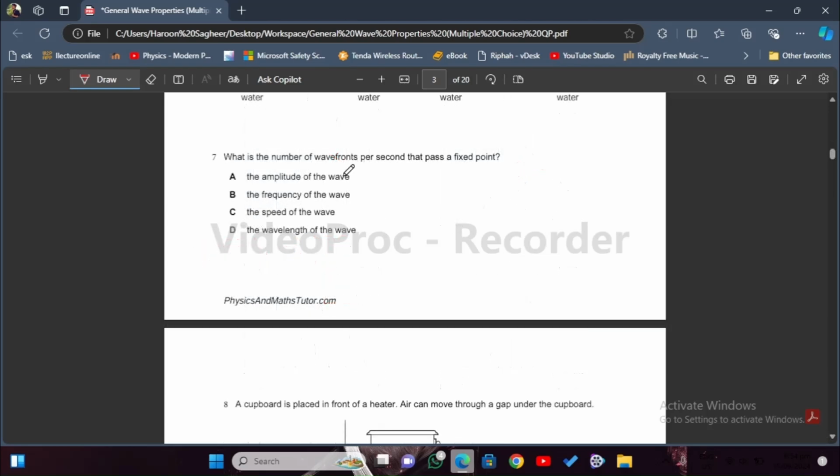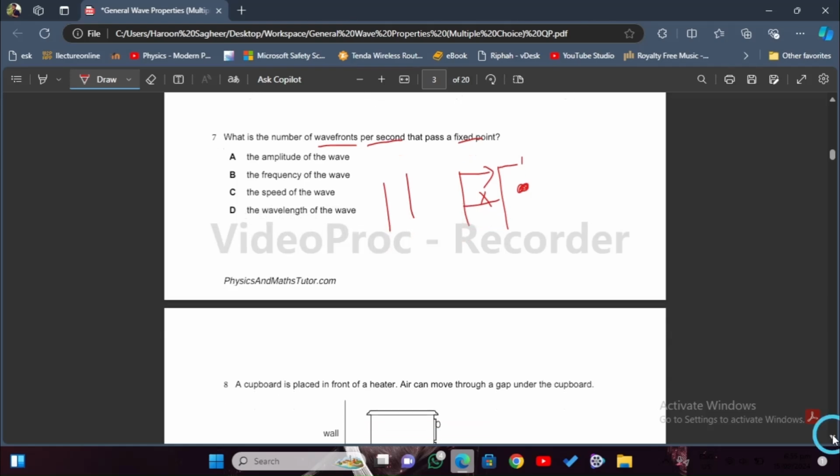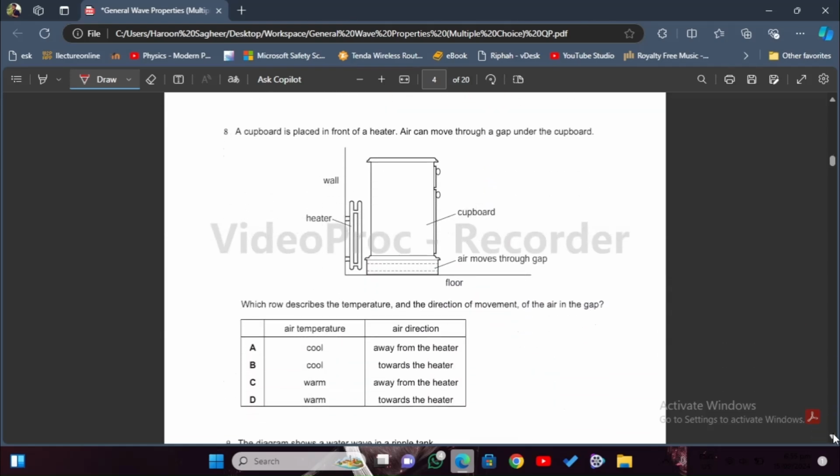Right, in question number 7, we need to tell what is the number of wave fronts per second that pass a fixed point. Well, if we take this fixed point, and these are the wave fronts which are passing through this point, we remember that after 1 second this will pass, and after the second this will pass, which is basically the wavelength. That is basically the difference between two wave fronts, because we only observe wave fronts.